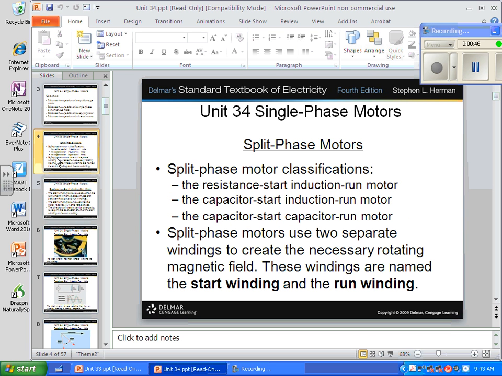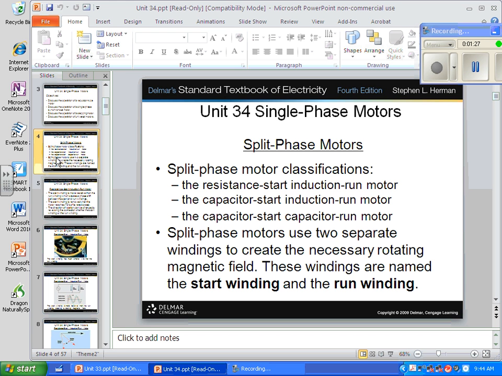Split-phase motors classification: resistive start, induction run motor; capacitive start, induction run; and capacitive start, capacitive run. The most common one, and the one we have in the lab most often, is the capacitive start induction run motor. We call that a PSC, a permanent split capacitive motor. PSC means that it always has a capacitor. So what does that mean? If it's a capacitor start, well, we'll get to that in a minute.